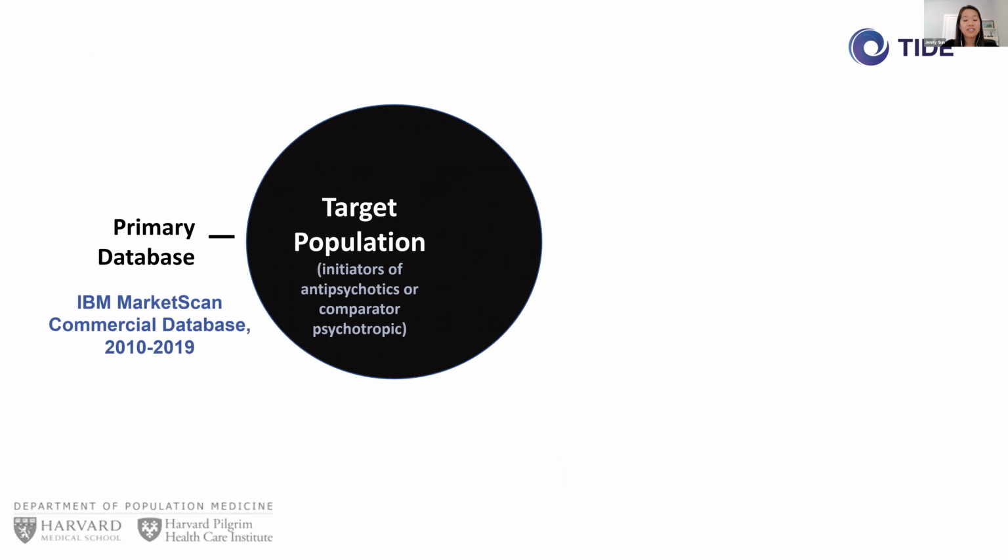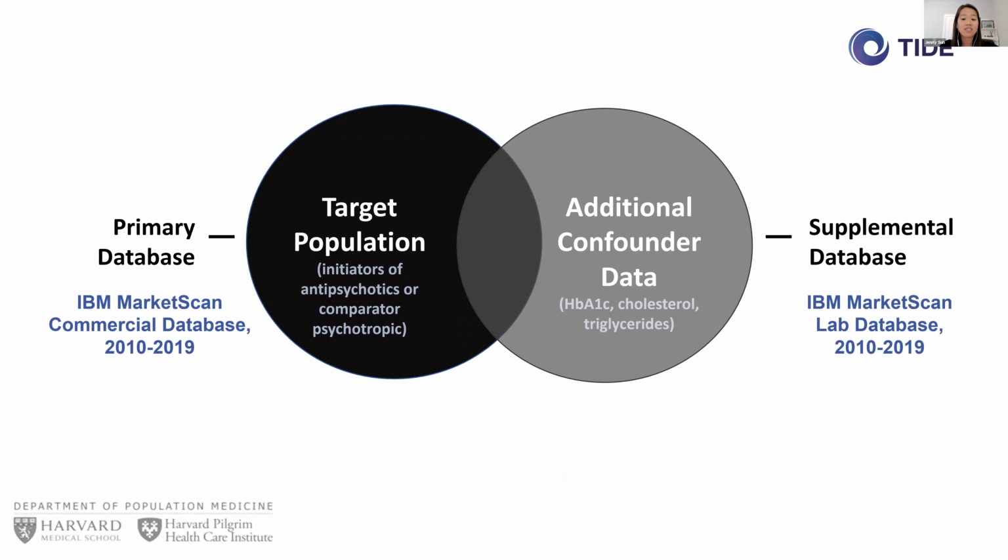The new user cohort designed within the claims database will be our target population of interest. Laboratory data that we want for additional confounder control is unfortunately not available in the MarketScan claims database. So we obtained this additional confounder data for HbA1c, cholesterol, and triglycerides by linking records between the claims database and the MarketScan laboratory database. This linkage was conducted using the de-identified patient enrollment ID number.